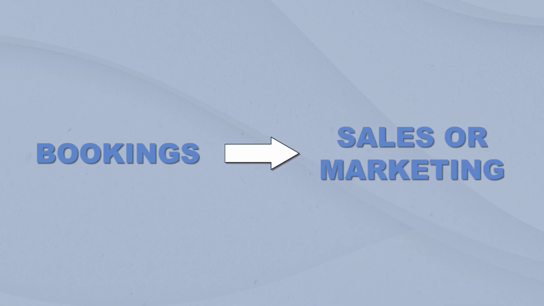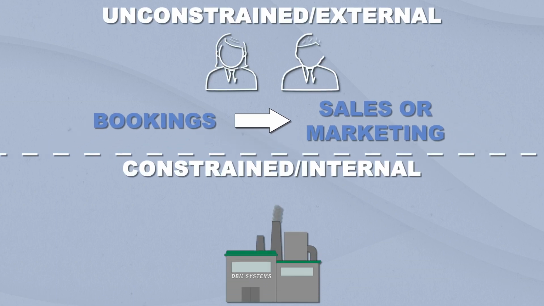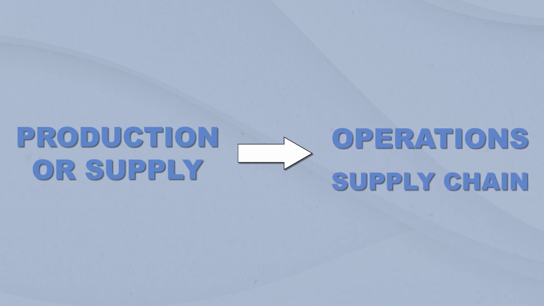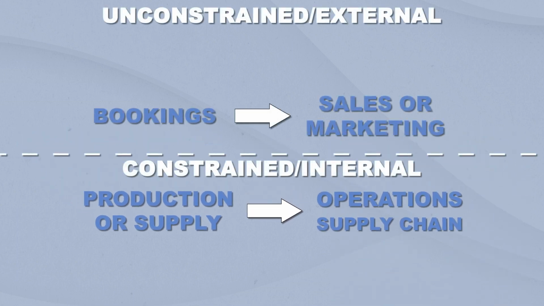Bookings. The accountability for bookings, incoming orders, is clearly linked to sales or marketing. These are the demand generators of the business. This is the above the line or the unconstrained view of the business. Production or supply, well, the accountability for this is operations. They're responsible for setting and delivering the production plan. Of course, this needs to link to the master schedule and to the material plan, so we're pulling in supply chain as well. This is below the line, or it is the constrained view.